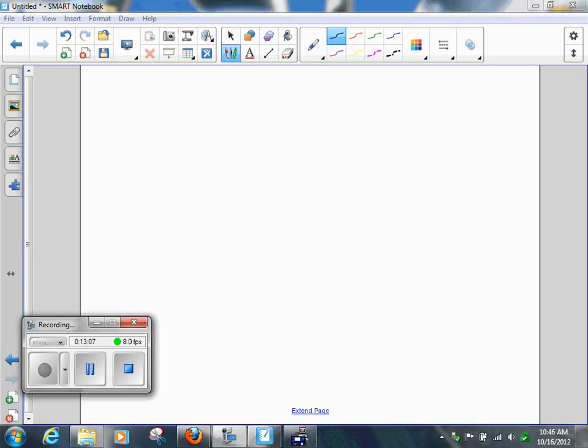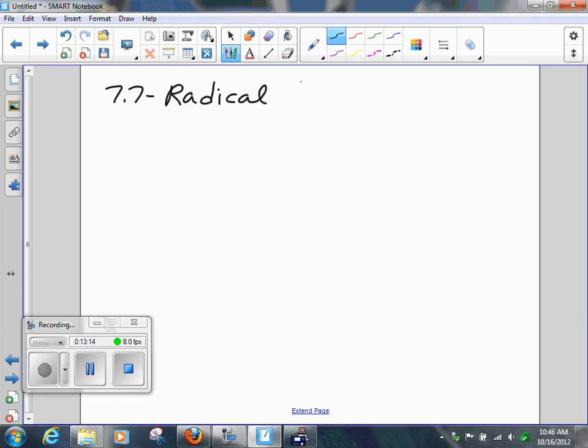So we are going over section 7.7, which is radical equations. I know how you guys love radicals, and that's why we're going back to them. Don't look at me like that, cutting your eyes at me. I know how you love radicals, so we can't leave them. We have to stay with them. We have to, all right?